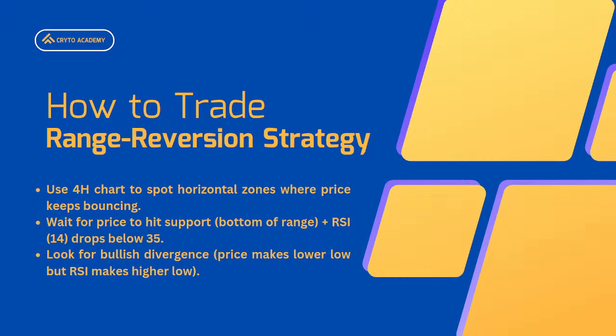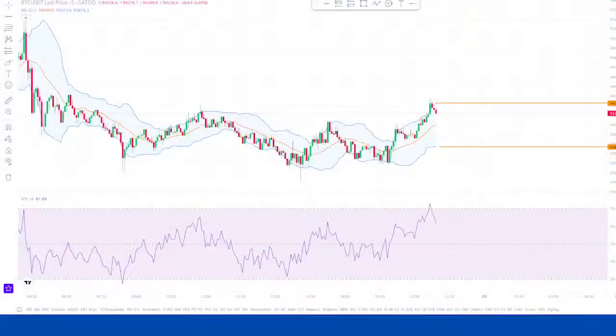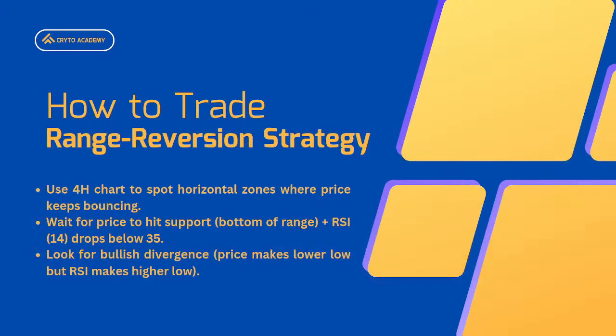For this case, this is the bottom of the range. In case you are trading Bitcoin, this is the bottom of the range. So the lower Bollinger Band is what we are referring to as the bottom of the range. As well, we have RSI. Make sure RSI must be below 35, and look for bullish divergence. So price makes a lower low, but RSI makes a higher low.